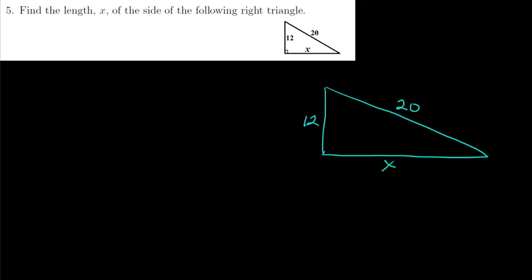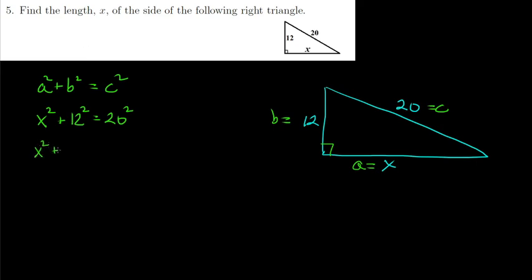Okay, so having done the previous problem, hopefully you realize that this is, again, a right triangle, and so we're just going to use the Pythagorean theorem. So a squared plus b squared equals c squared. So here, a, we don't know what a is, so we'll call it x. We know that b is 12, and c is 20. So 12 squared is 144, and 20 squared is 400.